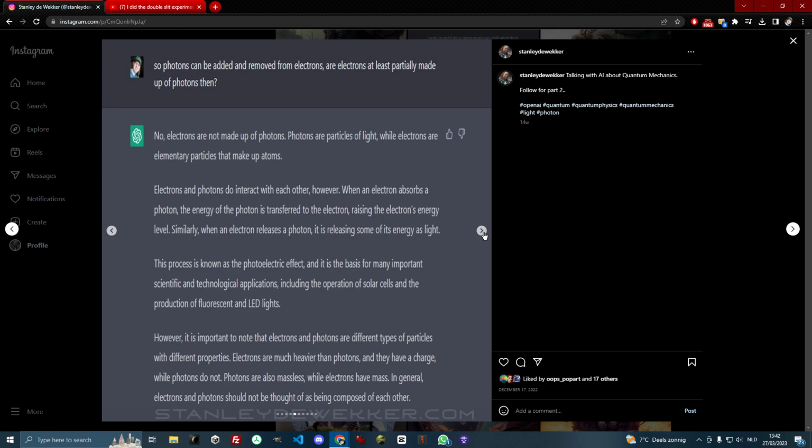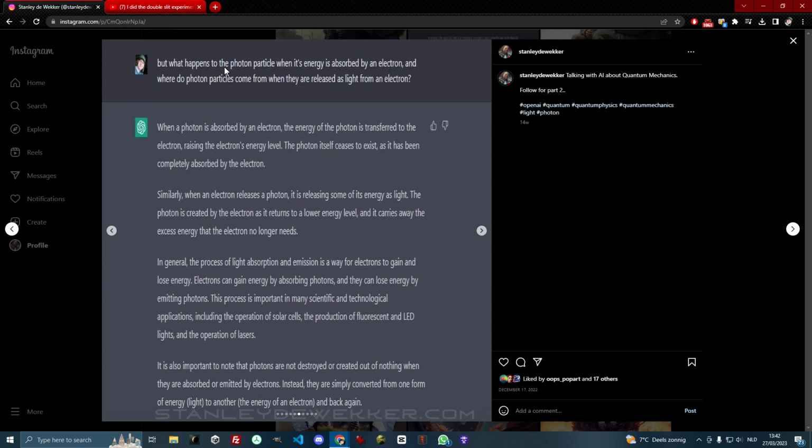Well, let's go to the next slide, because what happens if the photon particle's energy is absorbed by an electron, and where do photon particles come from when they are released as light from electrons? So here I'm asking for an explanation for these things, which I already know I'm not going to get, because I already have my own idea on what's happening, but I know that they're not going to tell me that. When a photon is absorbed by an electron, the energy of the photon is transferred to the electron.